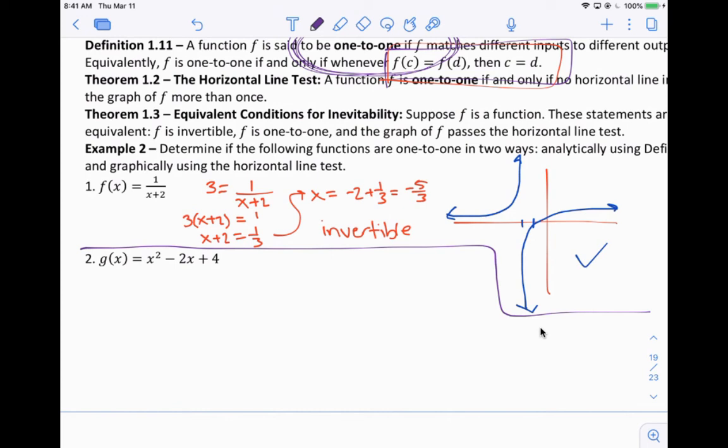That is a function. There is no way that we can plug in x and get two different numbers. Things squared, you get one number. Things multiplied, you get one number. You add 4 to stuff, you get one number. So this doesn't even have a restricted domain. This is just a classic quadratic function.